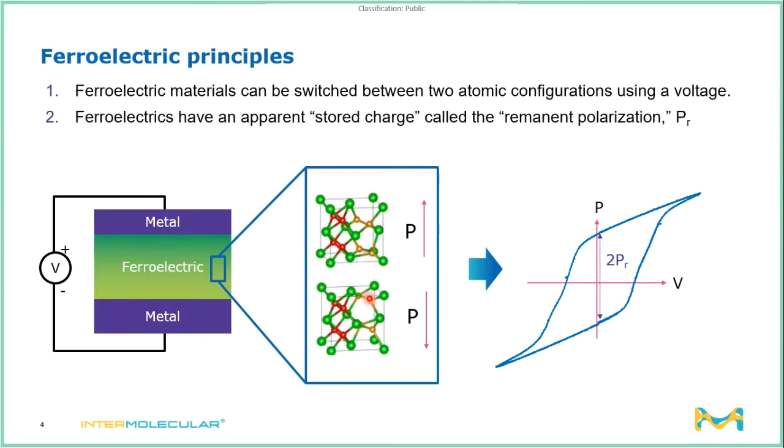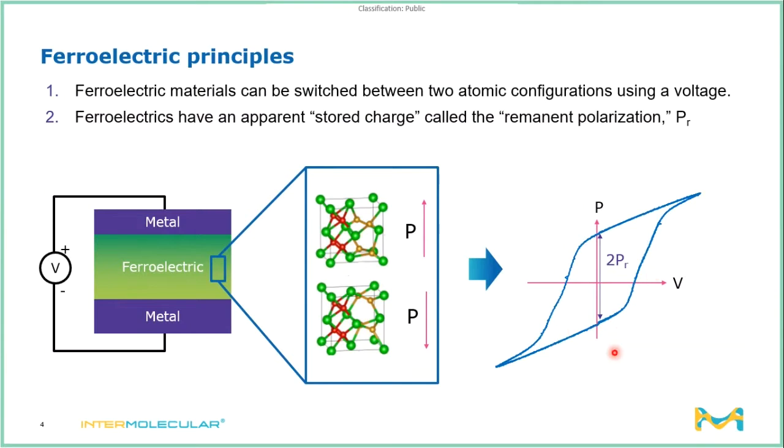If this were, for example, a metal oxide material, these yellow atoms could be oxygen atoms that move from one position in the lattice to the other. That changes the electron distribution within the material, and therefore this also changes the polarization state within the material. So we've used an electric field to change the polarization state in the material. And furthermore, when we take that electric field away, the polarization state in the material remains, and this is what defines a ferroelectric.